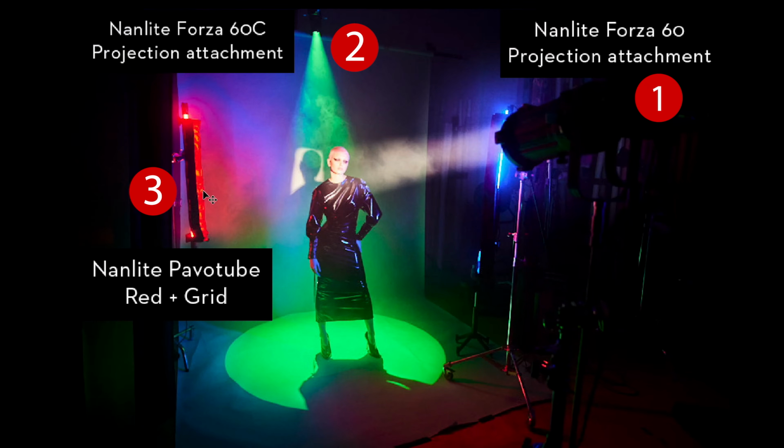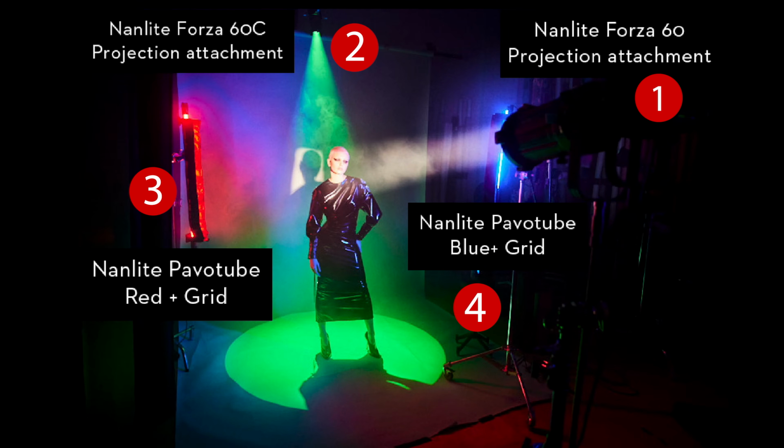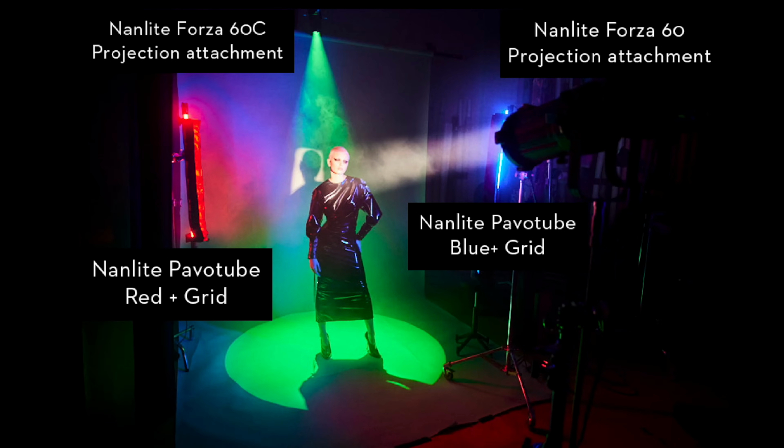So I have that on the left-hand side, and then on the right-hand side, I added the blue fill. And so same thing, the PavoTube 2 foot with the grid. So I've got these beautiful colors, and it's giving me red, green, and blue as my main colors. So we're going with primary colors here, and then just a little bit of white light on the center of the subject's face.